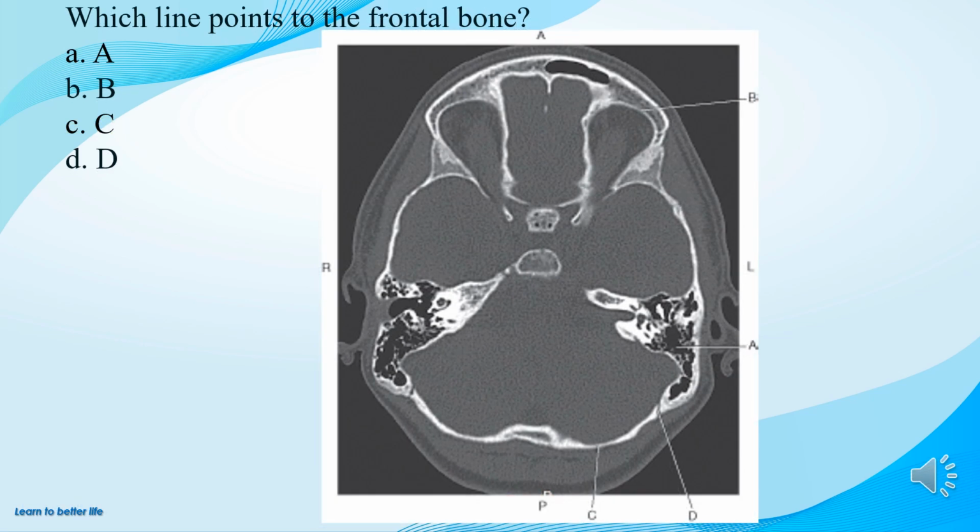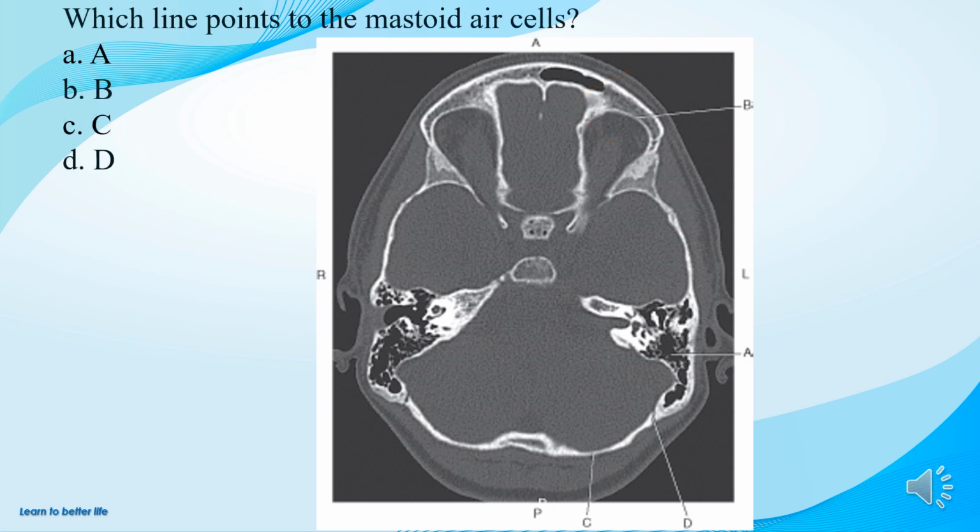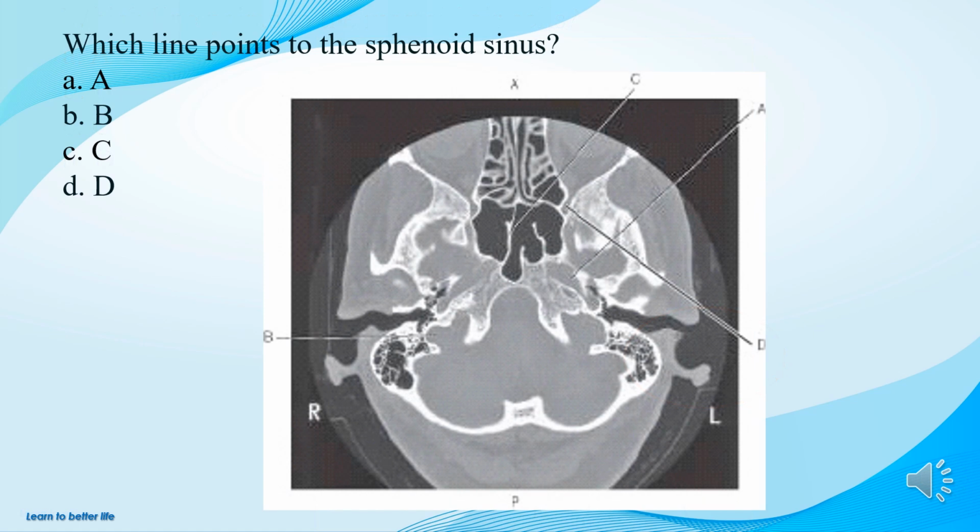Which line points to the frontal bone? A, B, C, or D? The answer is B. Which line points to the mastoid air cells? A, B, C, or D? The answer is A. Which line points to the sphenoid sinus? A, B, C, or D? The answer is C.